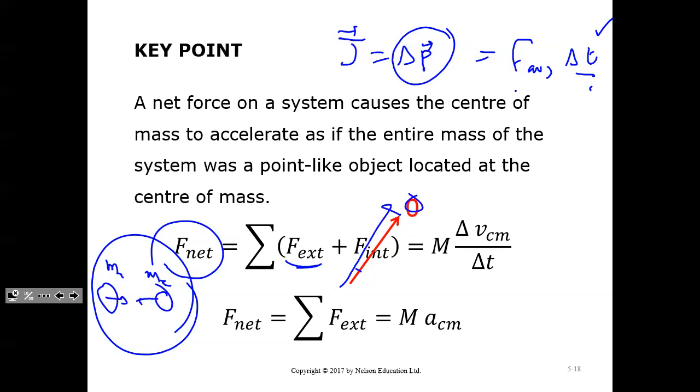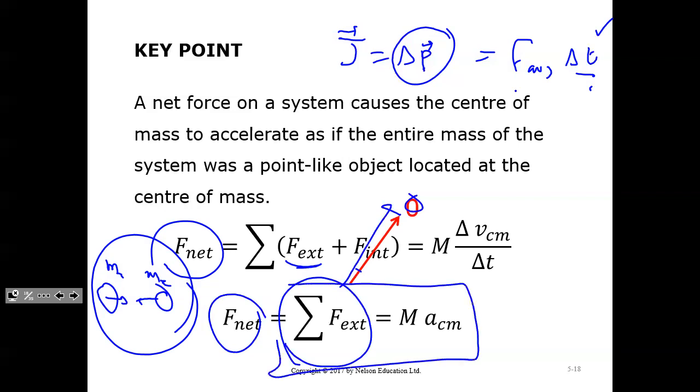So if you want to get the net force for a system, all you have to do is ignore all the internal forces. We only worry about the external forces, because the sum of the internal forces is going to be 0. So we get this equation for a system, Newton's second law: net force, which is only the sum of all the external forces, equals mass multiplied by the acceleration of the center of mass. Not each individual acceleration, we just use the acceleration of the center of mass.